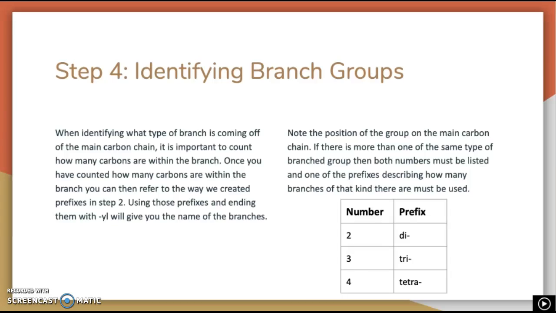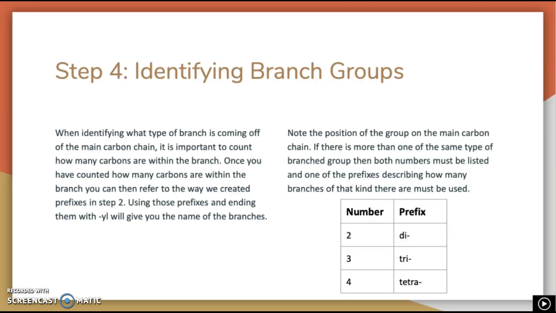Note the position of the group on the main carbon chain. If there is more than one of the same type of branch group, then both numbers must be listed and one of the prefixes describing how many branches of that kind there must be used.